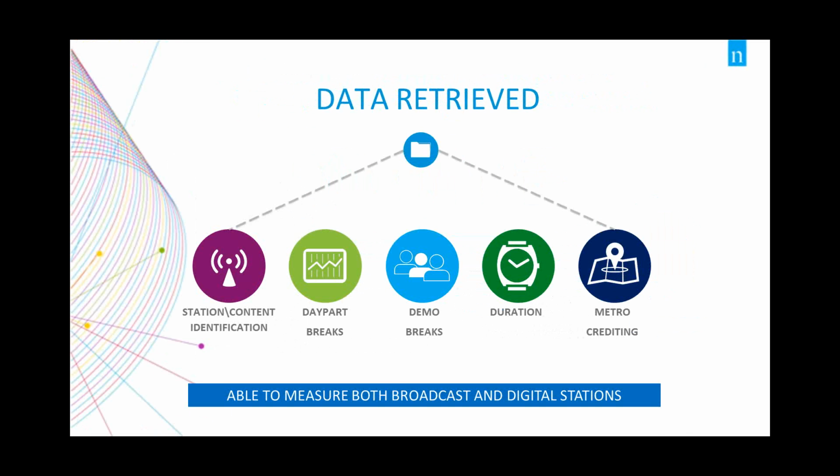And this is just a very small grouped look at the categories of data that we bring in. We obviously want to identify the station or the content. Part of our SDK functionality is to make sure we timestamp. That allows us later to provide aggregated day part breaks, demo breaks I've already talked about. Duration, think of that as session length, things of that nature, consumption, and of course metro crediting.